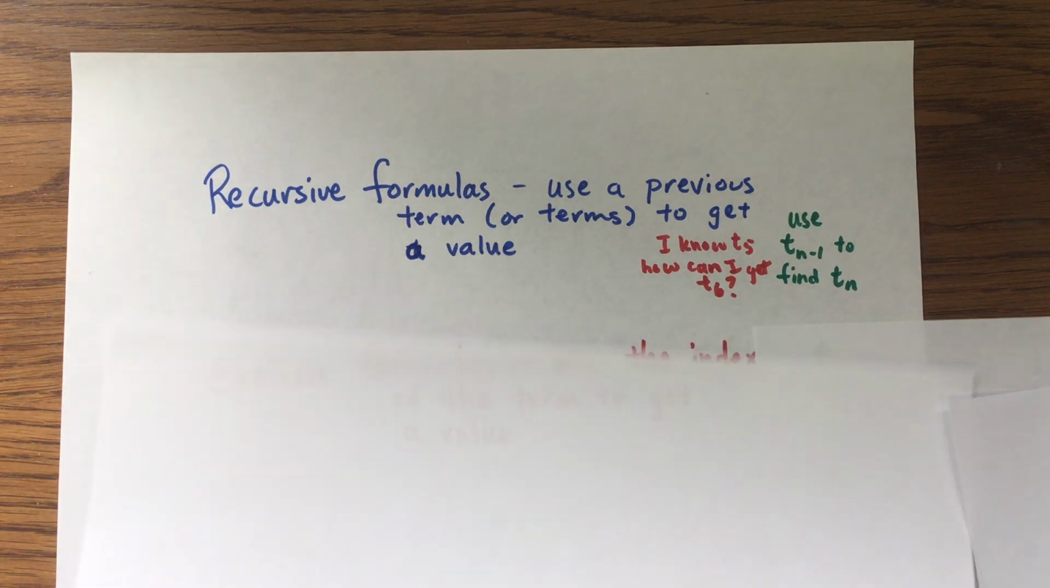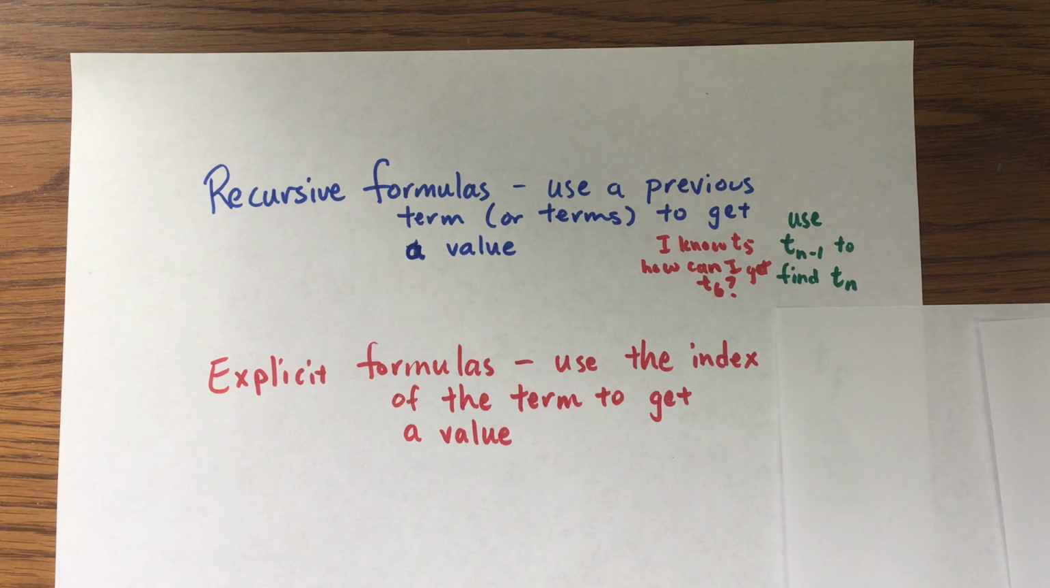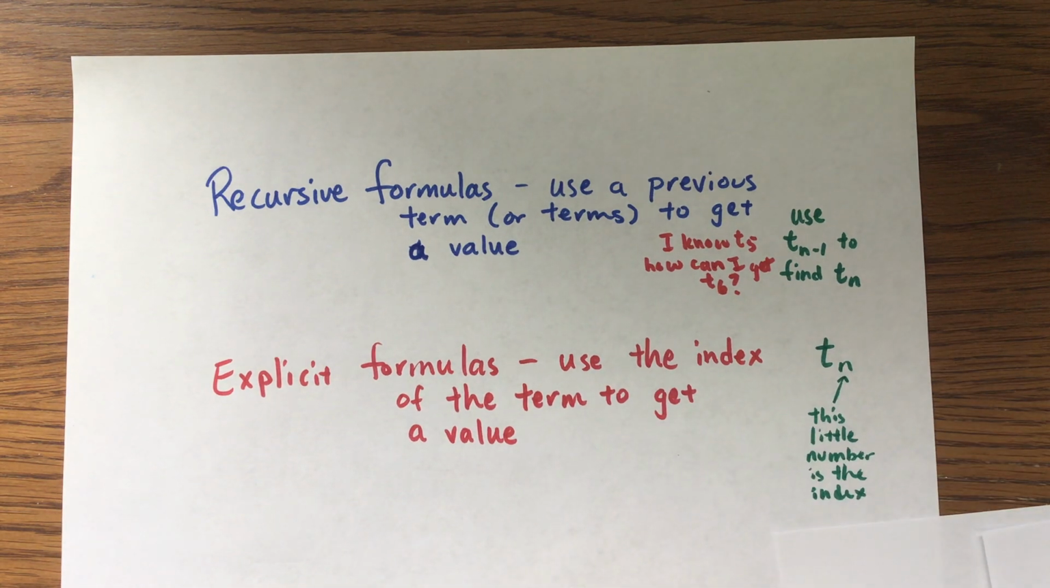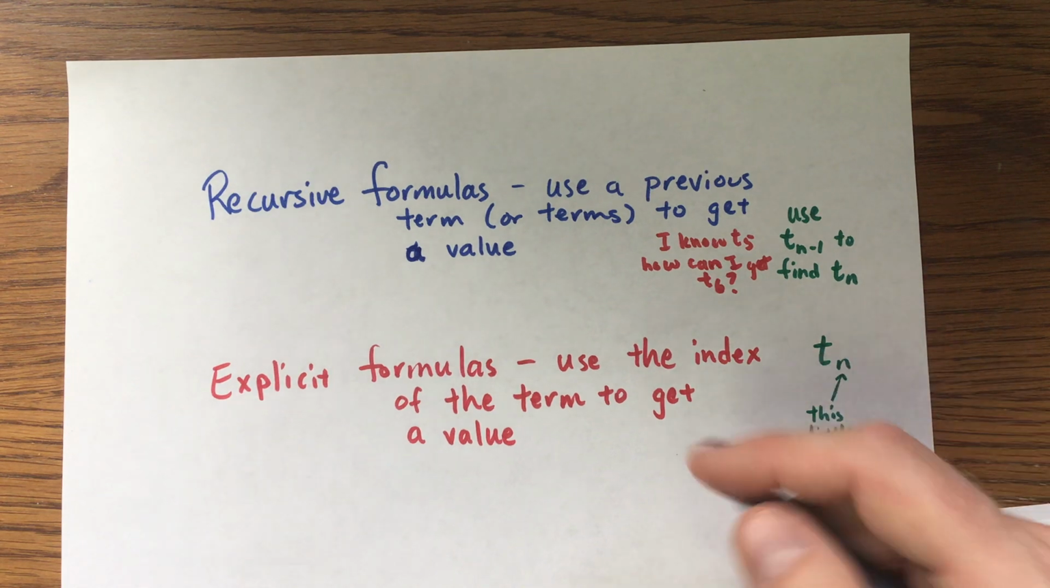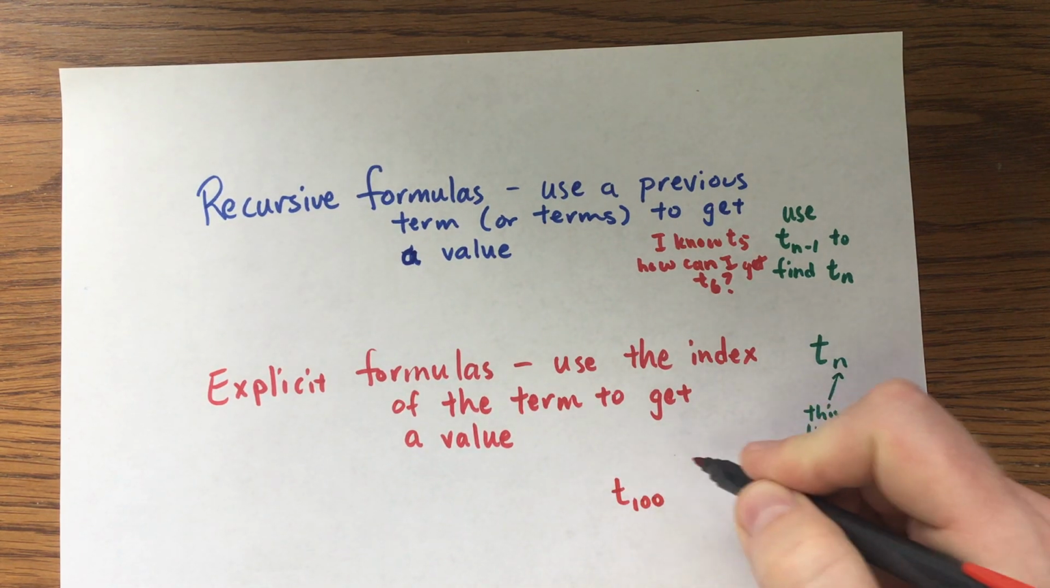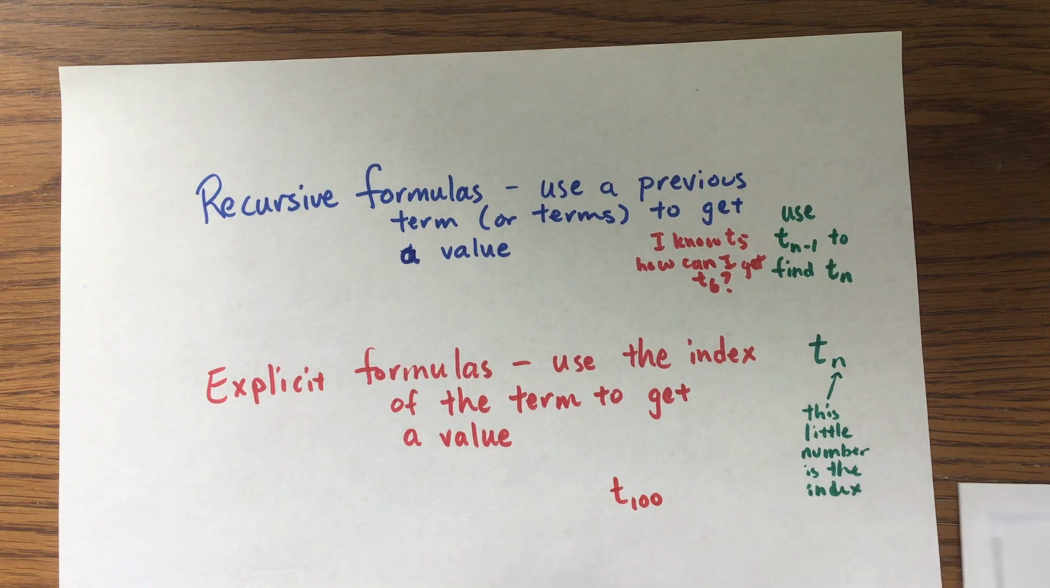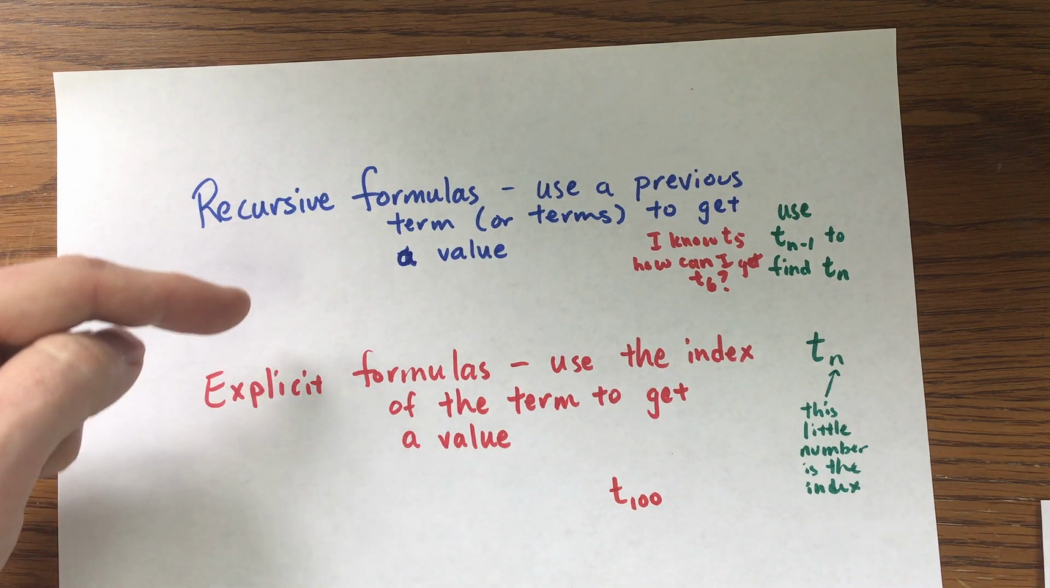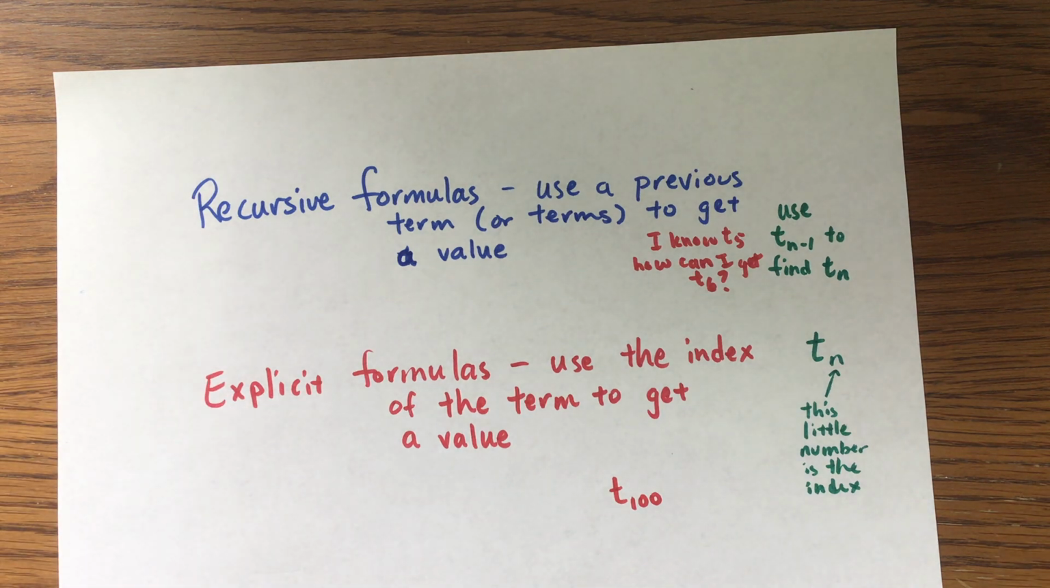Another kind of formula is called an explicit formula, and the explicit formulas use the index of the term to get a particular value. The index is that subscript right there. So in general, if you're looking for T100, you might not want to first find T99 using a recursive formula, because then you would need to find T98 and all the way back to something that you did know. Instead, if you wanted a shortcut where you could just take 100 and use that to get the 100th triangular number, that's what we would use an explicit formula for.